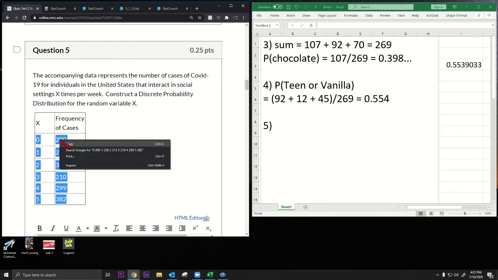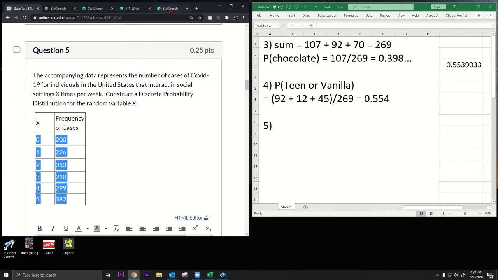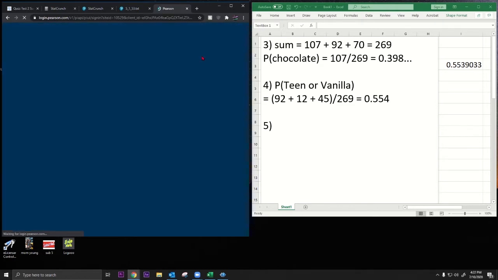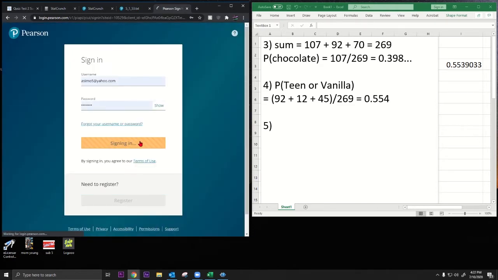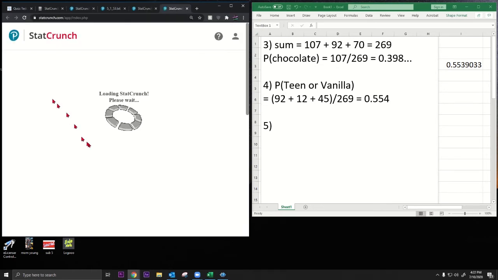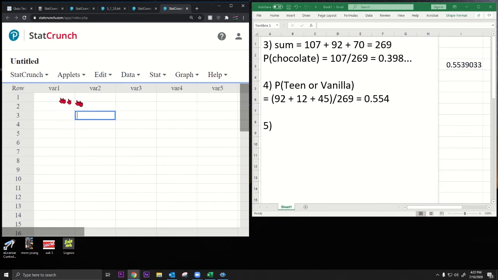This is our frequency distribution. Let's copy this. Let's see if we can figure that out on StatCrunch. Do I need to sign in? Let's see. Sign in. I mean, you could probably just do this the long way if you don't really know how to do it, but it's like an efficient way. But we just need to find the sum.